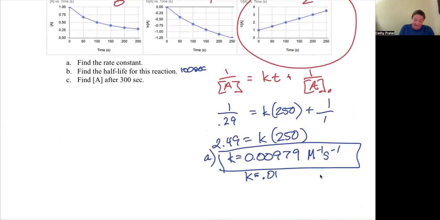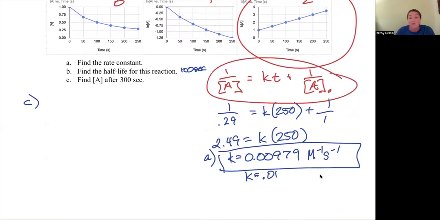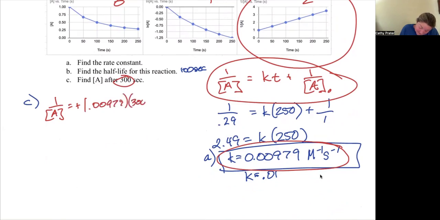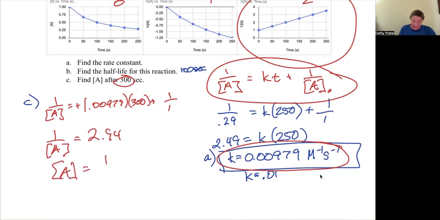For C, I need to find the concentration after 300 seconds. So I'm going to use the second order rate law again. I'm going to plug in the K that I found, and I'm going to use a time of 300. I'm solving for A. This one, it's positive KT. So that number times 300, and I have 1 over A equals 2.94. And the concentration of A will equal 1 over 2.94.